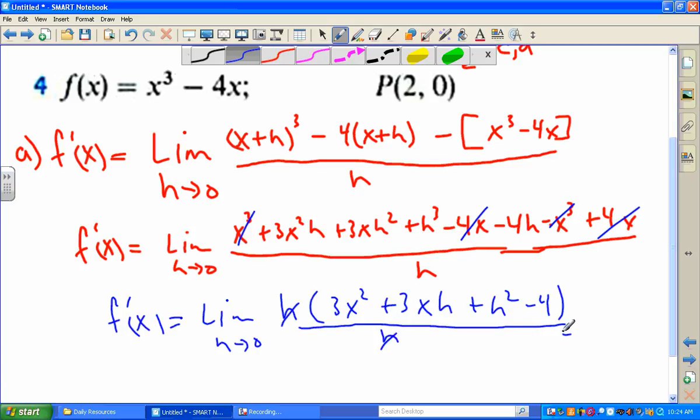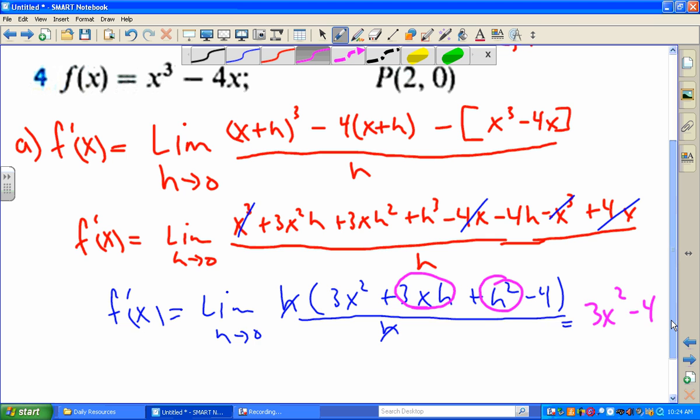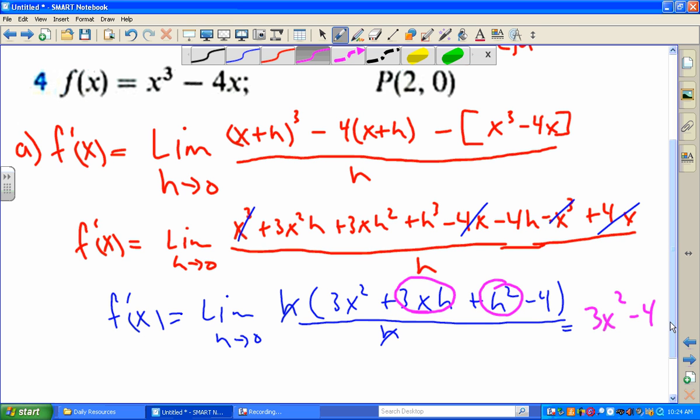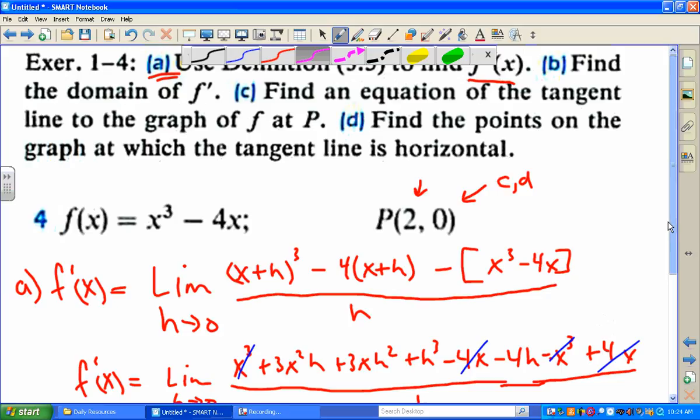Cross that off. Any remaining h's, any of those terms turn to 0. So those go to 0, those go to 0, and you're left with the derivative as 3x squared minus 4. Those of you who know the shortcut already knew the answer, but still, you had to show me the work. It said use the definition. So that's what we did. We used the definition, and we found it, 3.5.